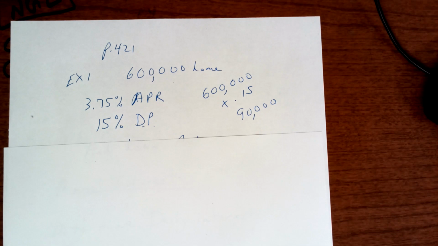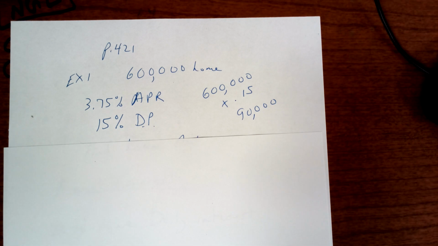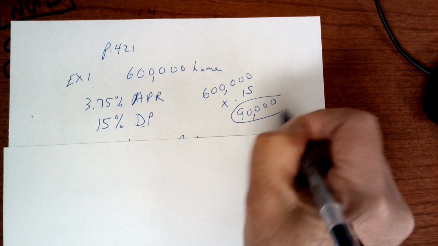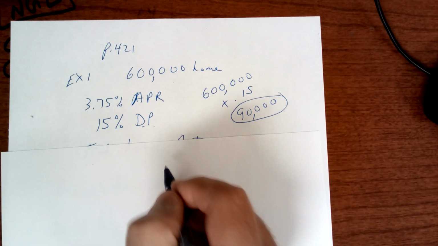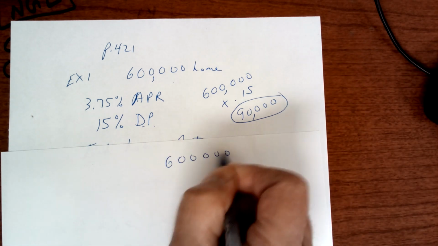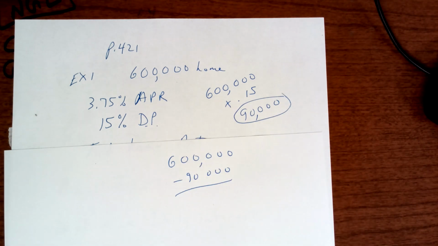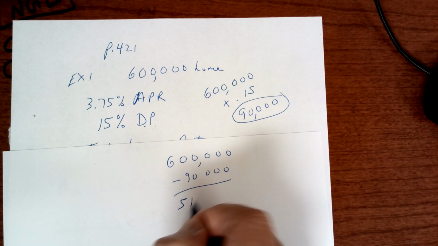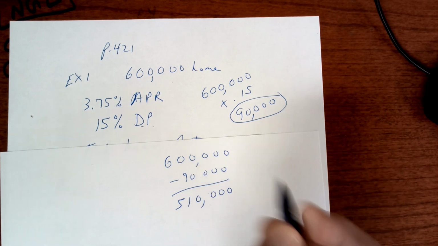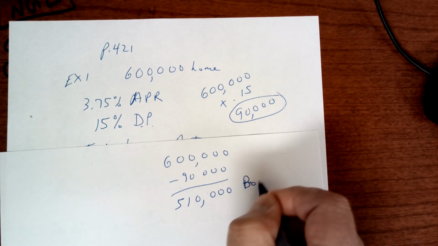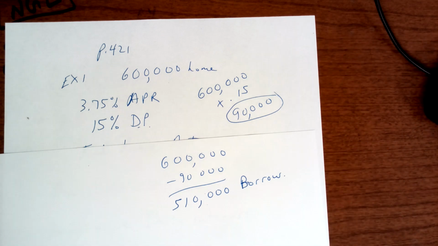$90,000. Okay? So how much do you borrow? Now you have to have that money in the bank. That's a lot of money. So you're going to take 600,000 minus 90,000, and when you do that, you get 510,000. So 510,000 is what you're going to borrow. Okay, so you already put 90,000 into this property.